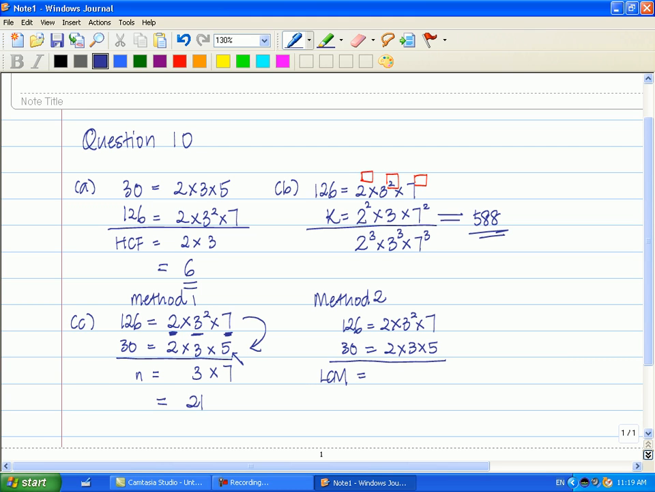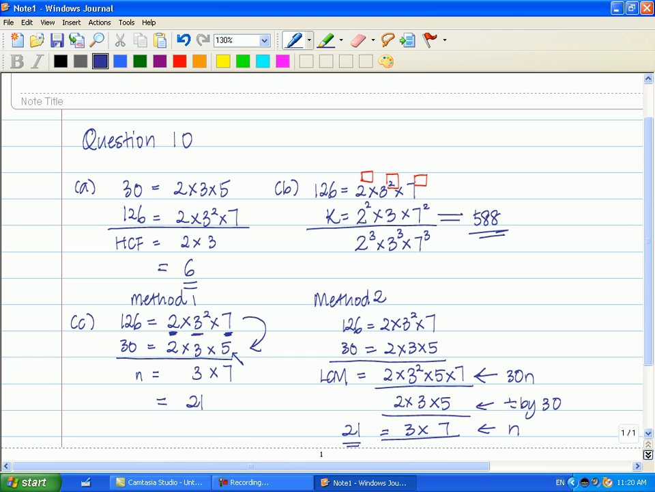When I look at the LCM, I'll have 2 and 2, so in this case I'll have a factor 2. For 3 squared and 3, to have all the factors included, I'll take 3 squared. And to have all the factors included, I must have 5 and I must have 7. This LCM is actually 30n. Hence, if I want to find n, I'll need to divide by 30, which is 2 times 3 times 5. And that will give me the number n, which is 3 times 7, 21. Have you gotten your answer?